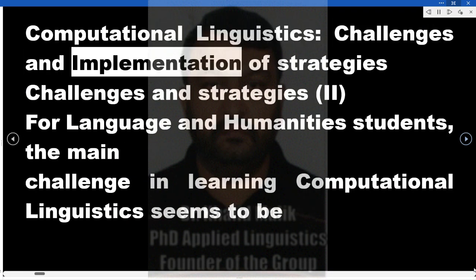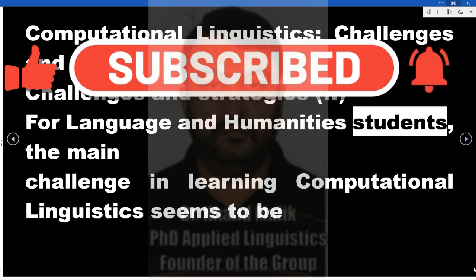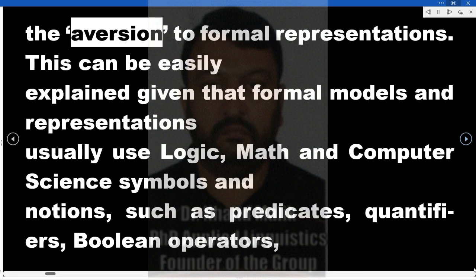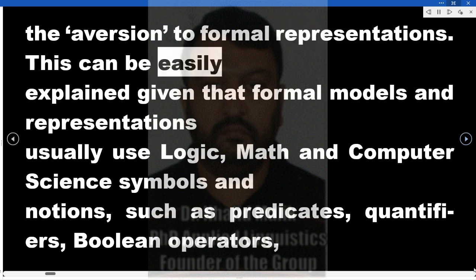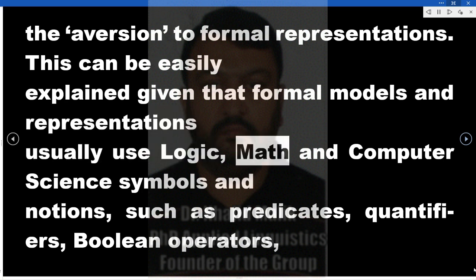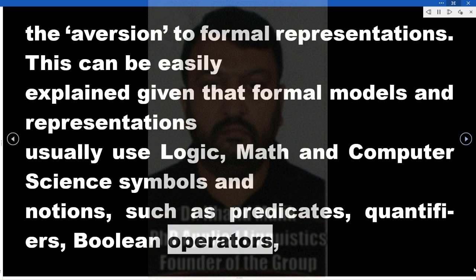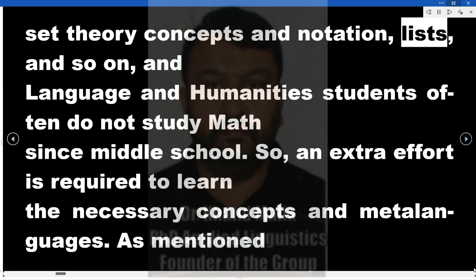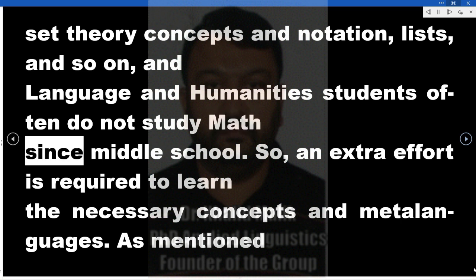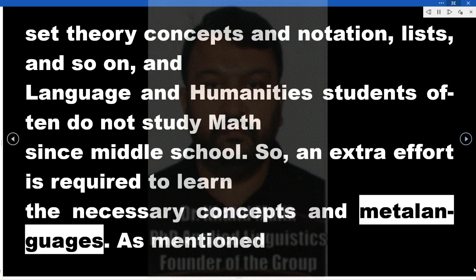Computational Linguistics, Challenges and Implementation of Strategies. Challenges and Strategies, 2. For language and humanity students, the main challenge in learning computational linguistics seems to be the aversion to formal representations. This can be easily explained given that formal models and representations usually use logic, math, and computer science symbols and notions such as predicates, quantifiers, Boolean operators, set theory concepts and notation, lists, and so on, and language and humanities students often do not study math since middle school. So, an extra effort is required to learn the necessary concepts and metalanguages.